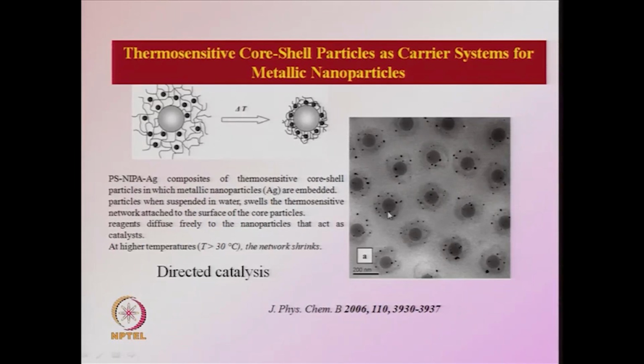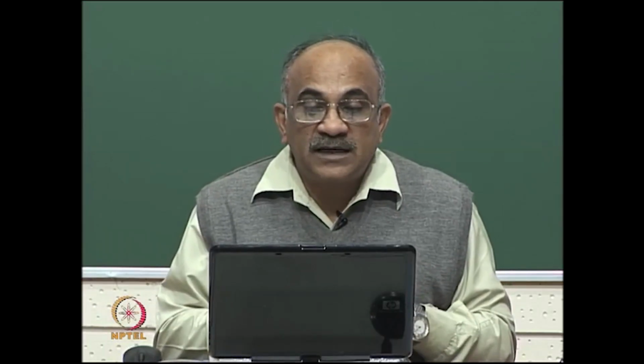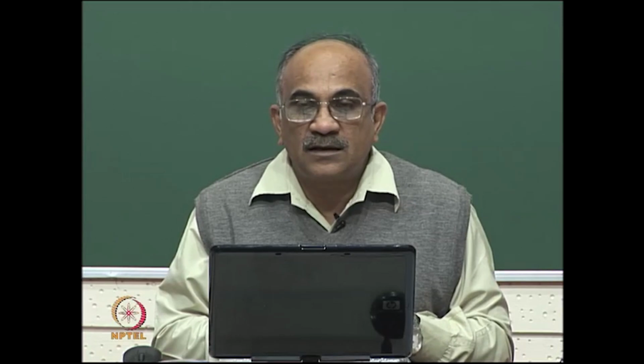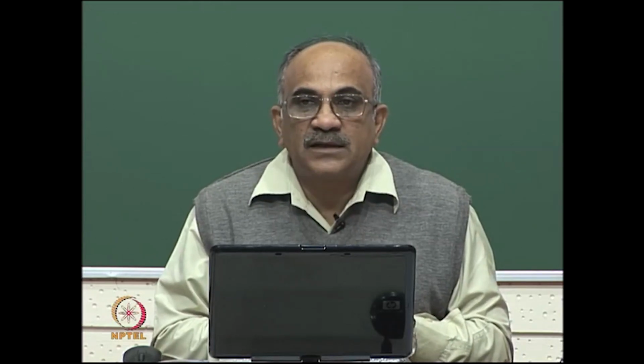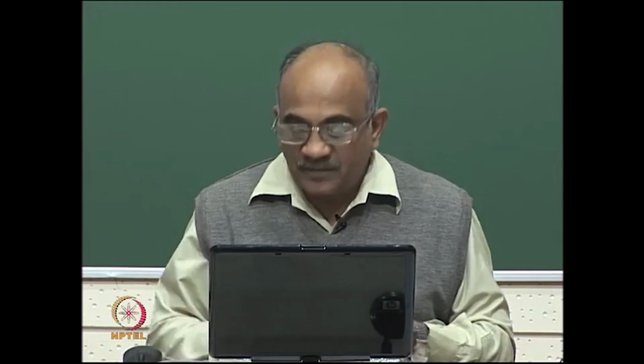So, this is a TEM picture where you see this particle, the core shell particle can be seen, the dark one and the light shell, and you can see the black dots, those are the silver particles. So, you can make them release them like they are here, or you can close them by changing the temperature, and the silver particles then will not be amenable for reaction. So, this is very interesting for many applications where the core shell particles are thermally sensitive.